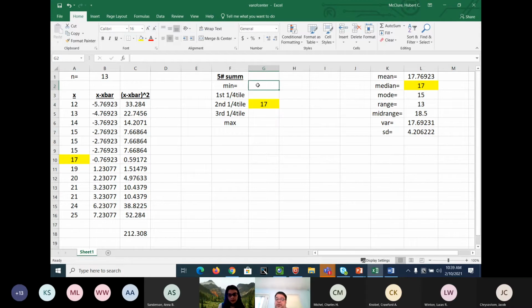The mean, now that's real simple. That's this guy right here. So we're going to color that. And you fill in the max.